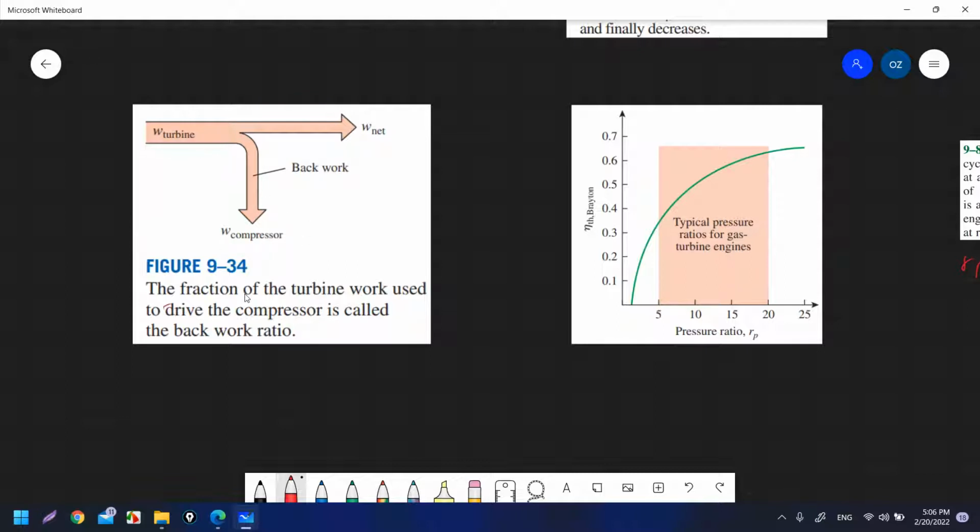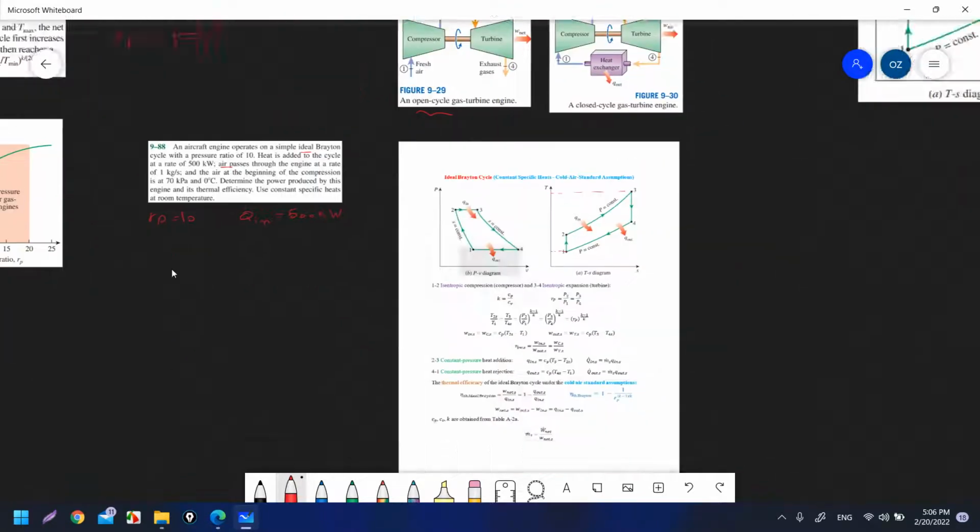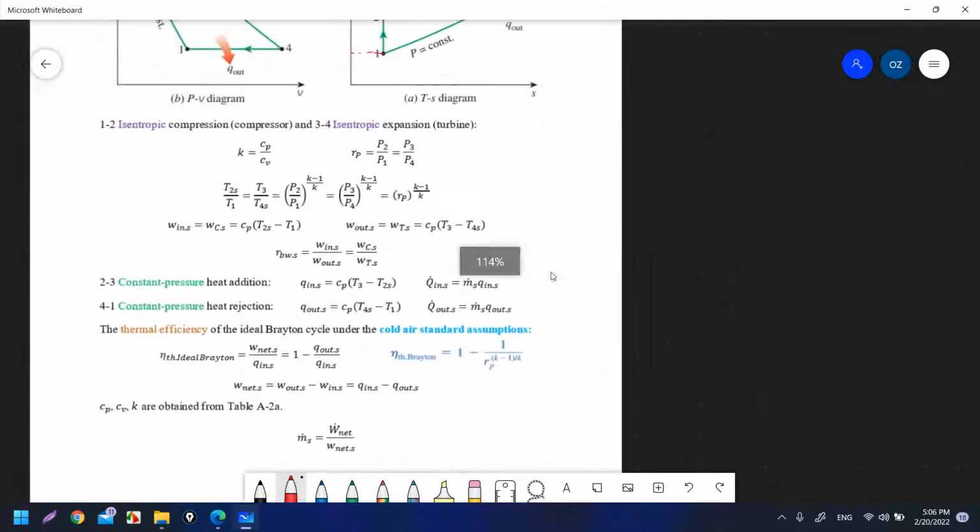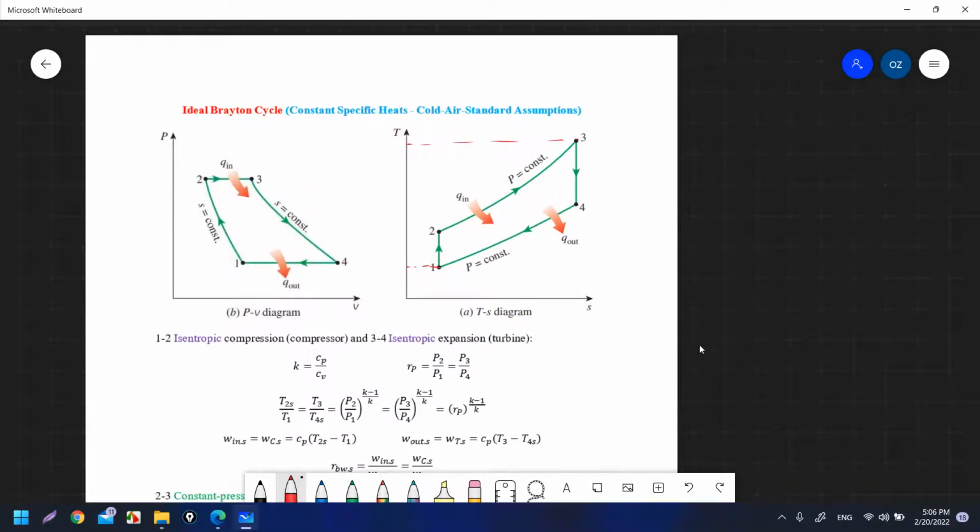The fraction of the turbine work used to drive the compressor is called the back work ratio. We represent it as rbw. It is the ratio between the work of the compressor and the work of the turbine, so it is equal to work in over work out, or the work of the compressor over the work of the turbine. And I put s for each one because it is an ideal Brayton cycle.